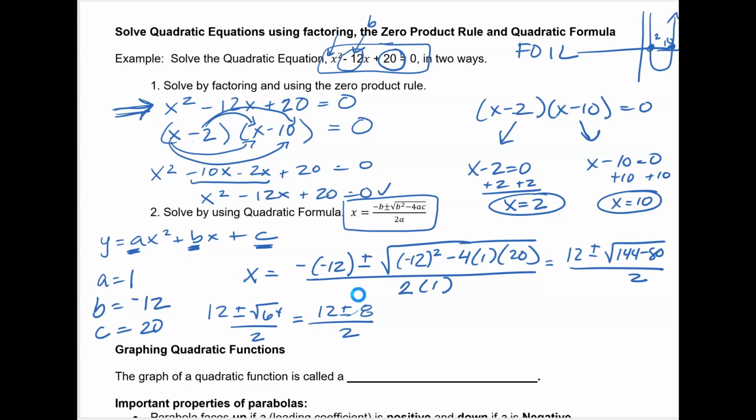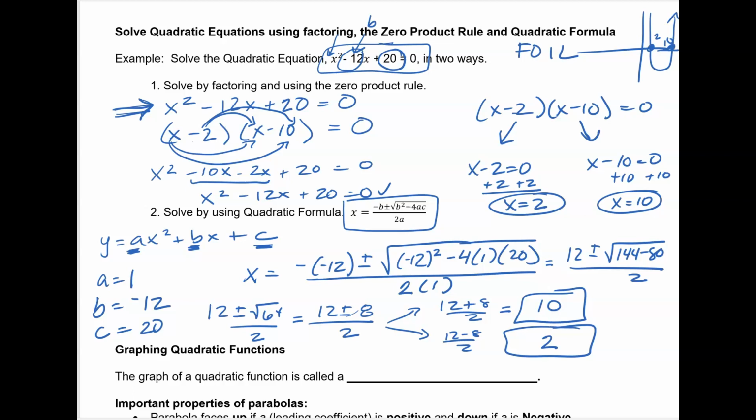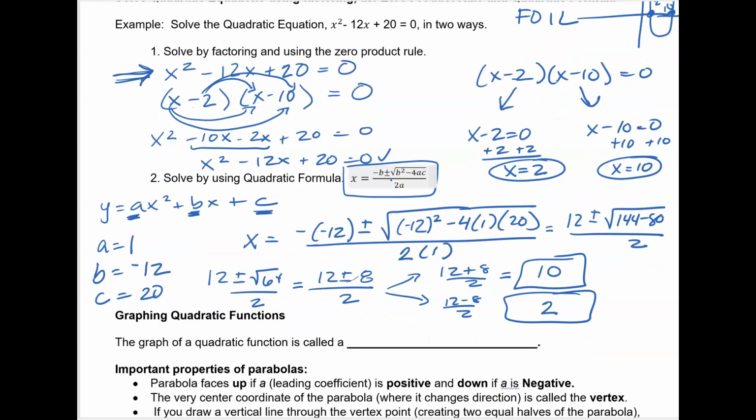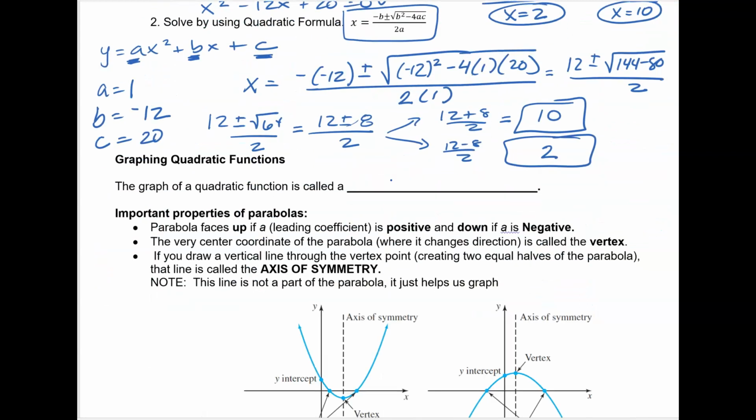And then the plus or minus means you need to do two problems. You need to do 12 plus 8 over 2 and then 12 minus 8 over 2. And if you end up doing that, you end up getting 10 and 2. And so those are your solutions. And again, on the graph, you could have just graphed this at the very beginning and saw that where that graph crosses the x-axis are the solutions for when this function is equal to 0. So 3 different ways. I would just pick which one makes more sense to you.